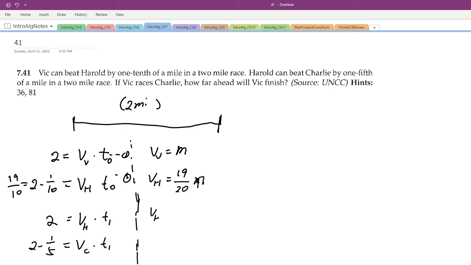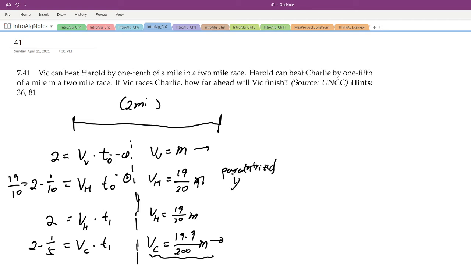So we know Harold travels faster, the speed. So we can calculate the Charlie speed. It's 19 times 9 over 200 m. Okay, now we see we have the speeds parameterized by m. This is called parameterizing, okay? So every speed can be parameterized by a common thing. This is very useful when you deal with ratios.